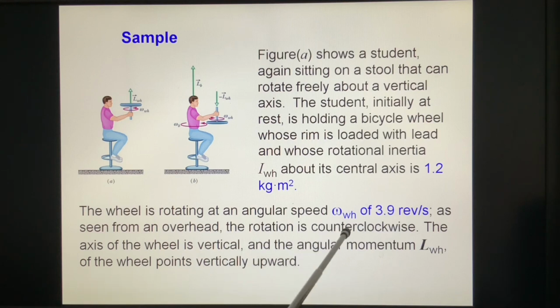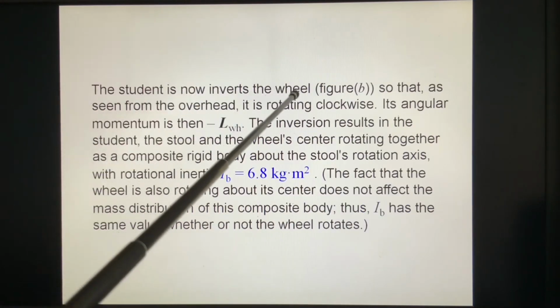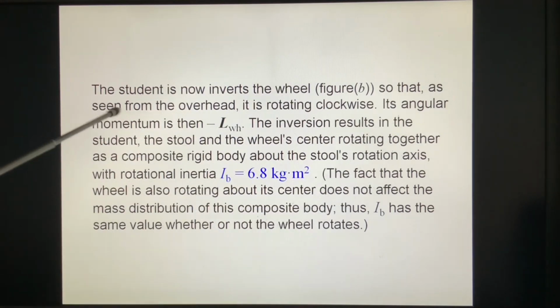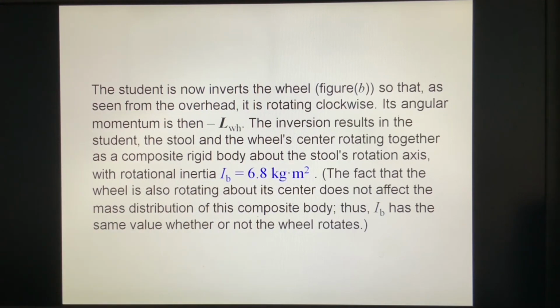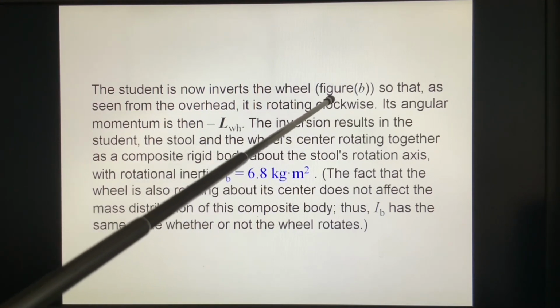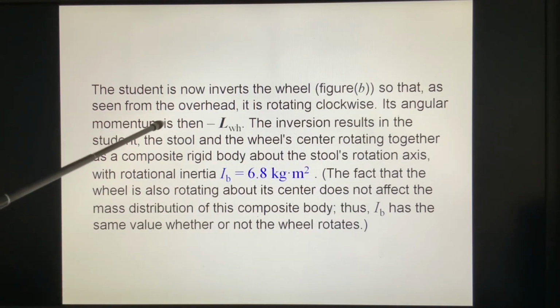The rotation is counterclockwise. What this means is it's a positive number. The axis of the wheel is vertical, and the angular momentum L_wheel of the wheel points vertically upwards. The student then inverts the wheel so that, as seen from the overhead, it is rotating clockwise. That means omega is a negative number. Its angular momentum is then minus L_wheel.